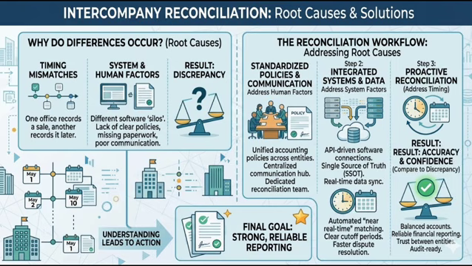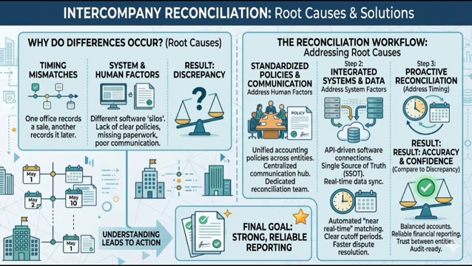Part 1. Why do differences occur? The root causes. Before you can fix the books, you have to understand why they're broken. The left side of the graphic highlights the two biggest headaches for accountants. Timing mismatches. This is a classic cross-border issue. One office records a sale on 1st May, but the receiving office doesn't log it until 10th May. For that 9-day window, the books are out of balance.